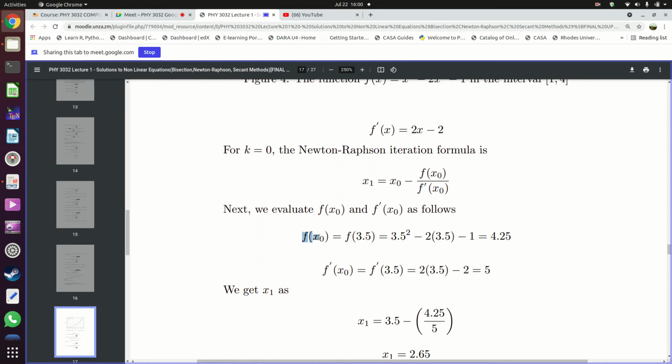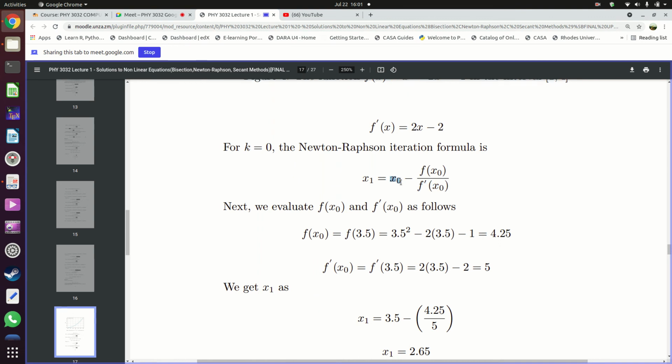So in this case, f of x0, that's f of 3.5, that's going to be 3.5 squared minus 2 times 3.5 minus 1, and you're going to get yourself 4.25. Then the value of the derivative at x0, f prime of 3.5, is going to be 2 times 3.5 minus 2, and you're going to end up with 5. So we have the value of the function at x0 and the value of the derivative at x0. We can put these values here: we put 4.25, here we put the derivative value 5, then here we put our x0, which is 3.5.